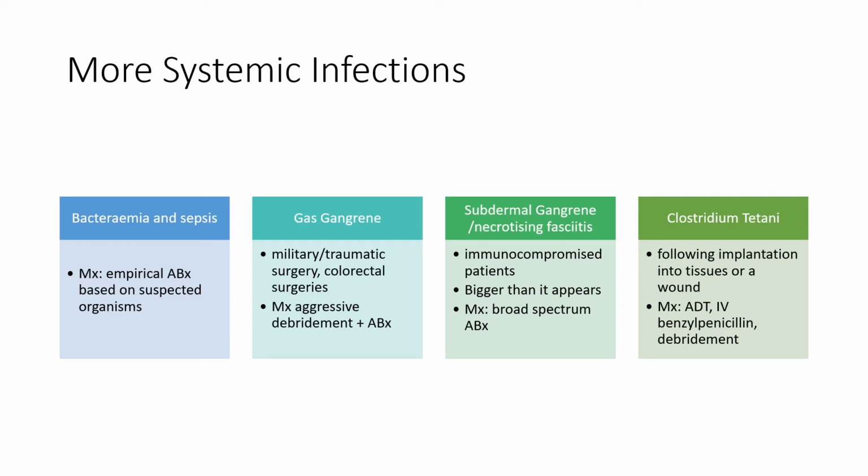Clostridium tetani infections are less commonly seen, but can follow implantation into wounds or tissue. Management again involves use of penicillin, aggressive debridement, and ADT injection if not already given. So just a correction, for gas gangrene, the antibiotic depends on the organism used, but typically from the penicillin group.